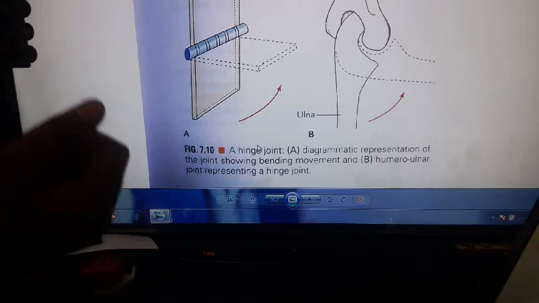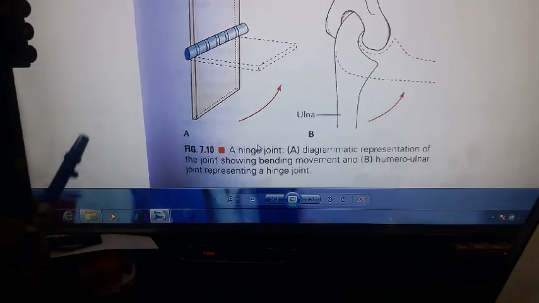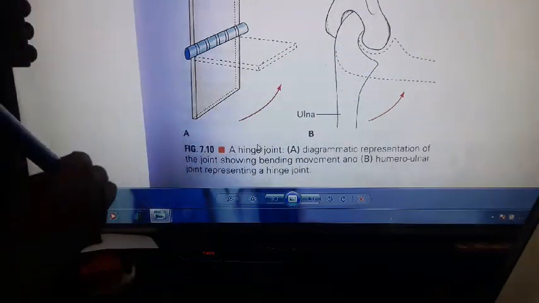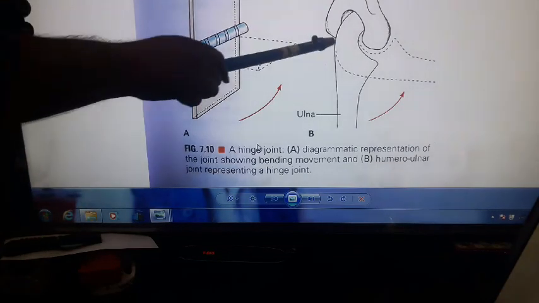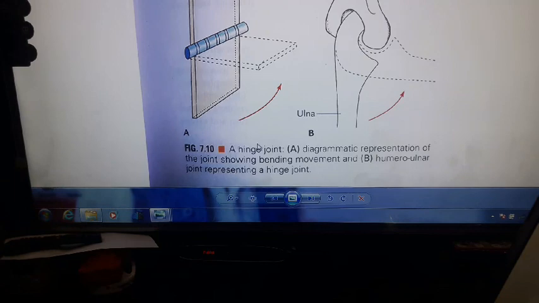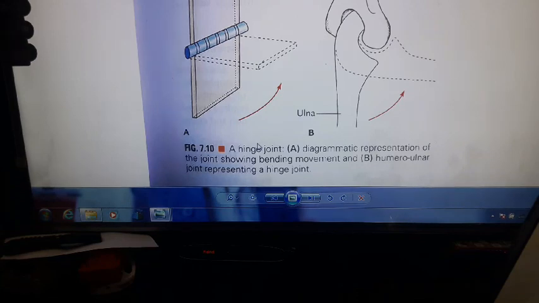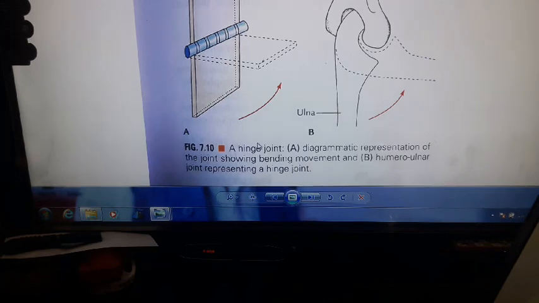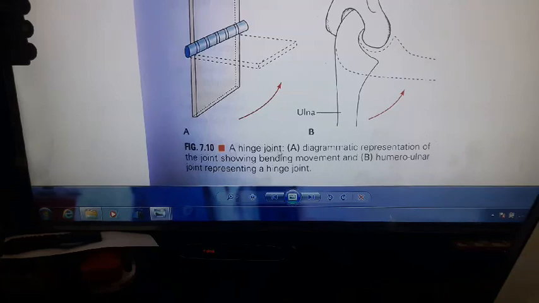Whenever we do flexion of the forearm, this joint is the elbow joint. Through the elbow joint one transverse axis passes. In flexion and extension, between these two movements there is one axis present. That axis we call the transverse axis. So the transverse axis is present in the hinge joint.